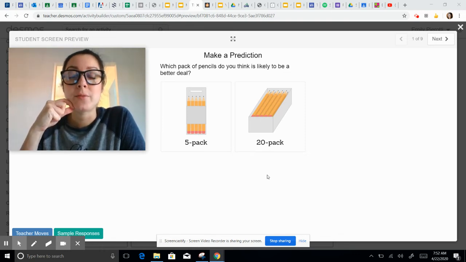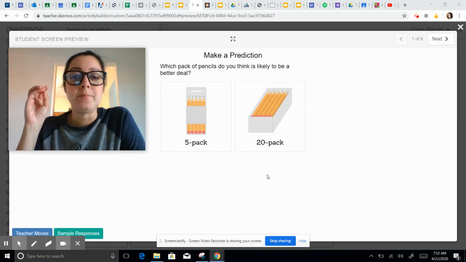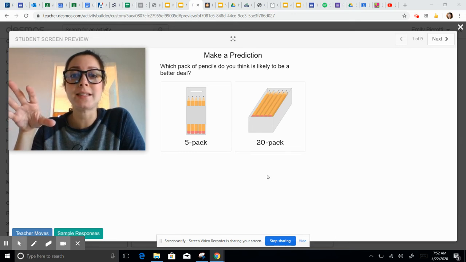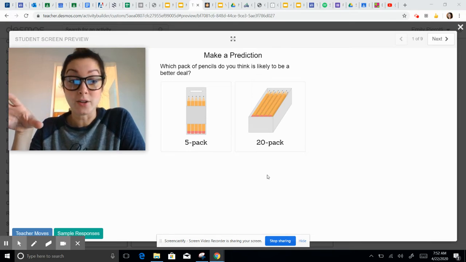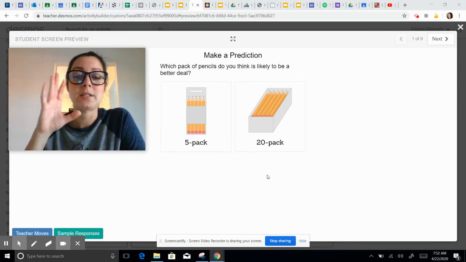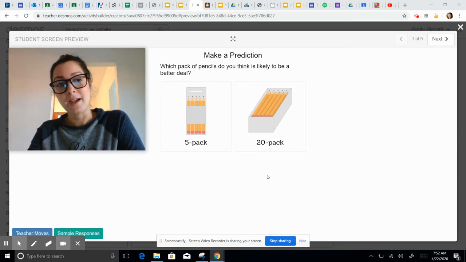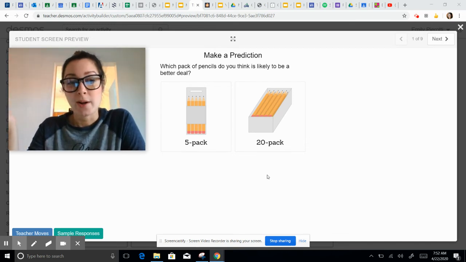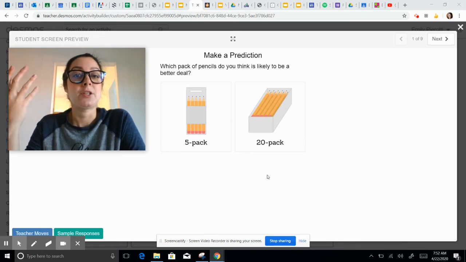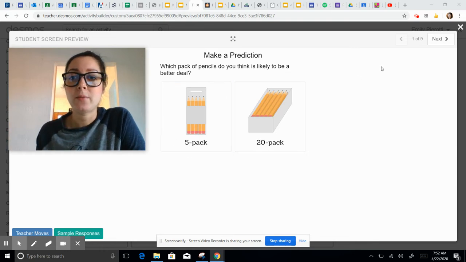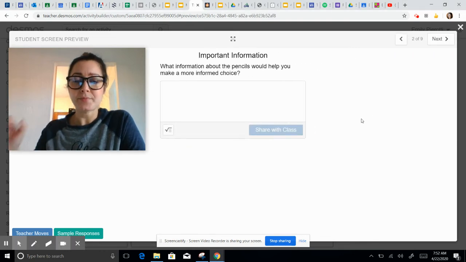It is based on unit rate, and it's all about you looking at which deal is the best deal to take. So the first part of this is just you making a prediction. It's asking which pack of pencils do you think is likely to be a better deal? Do you think it's going to be a better deal to take the 5-pack or the 20-pack? There is no real right or wrong answer. It's just you making a prediction, thinking about what is going to be the best outcome. So select whatever one you think and then click next.